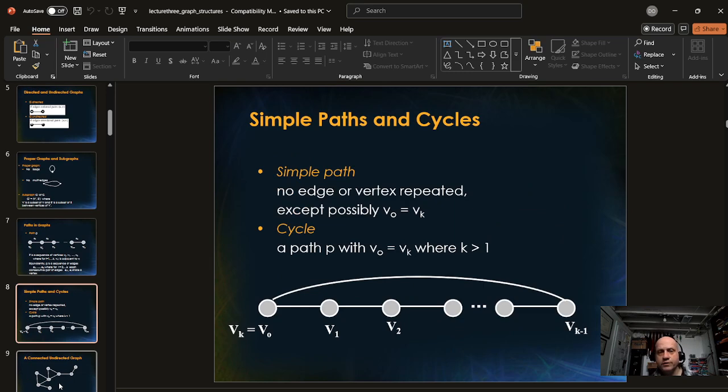Simple paths and cycles. A simple path would include no edge or vertices repeated, with the exception of V0 equal to VK, right? And a cycle would be a path of V0 equal to VK, where K is greater than 1, and it's indicated by the graph below.